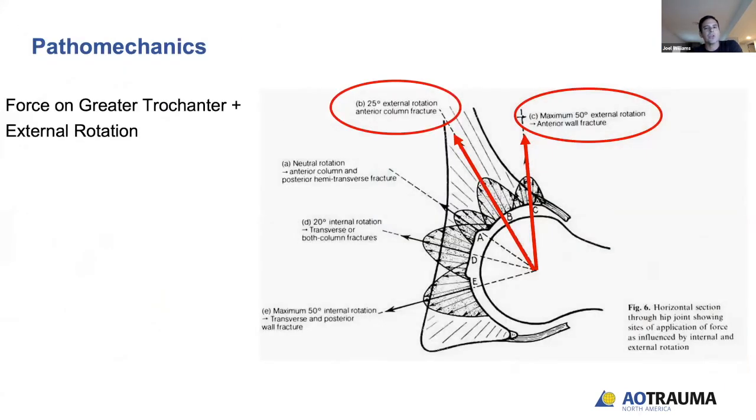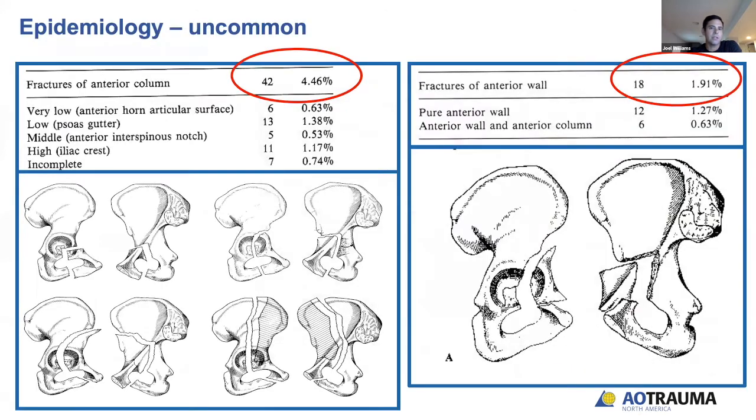These fractures occur with a fall and force placed upon the greater trochanter with the hip in external rotation. In theory, more external rotation makes a wall fracture more likely, and less external rotation makes a column fracture more likely. In the original series by Judet and Letournel, these are very, very uncommon entities, at least in their elementary patterns. As we're going to hear about later today, the associated patterns, which have an anterior wall or anterior component, are much more common. But the pure anterior columns in their series were less than 5%, and that's all different subtypes. Anterior walls were even less common, and they represent less than 2%.